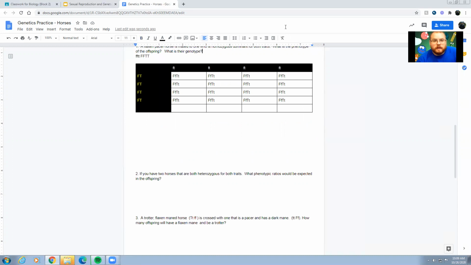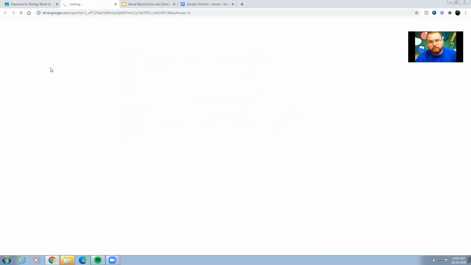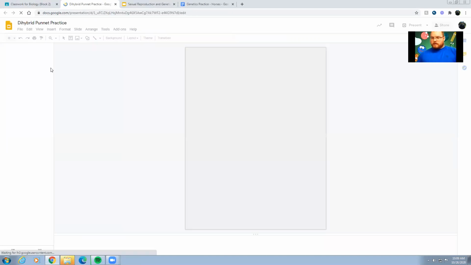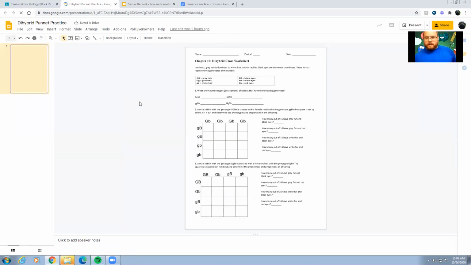Now, the second portion of your worksheet is dihybrid Punnett practice. This is essentially a continuation of what you've done right there. I would suggest doing this one first because this has everything set up for you. But each worksheet is worth 50 points. This is a 100-point total.